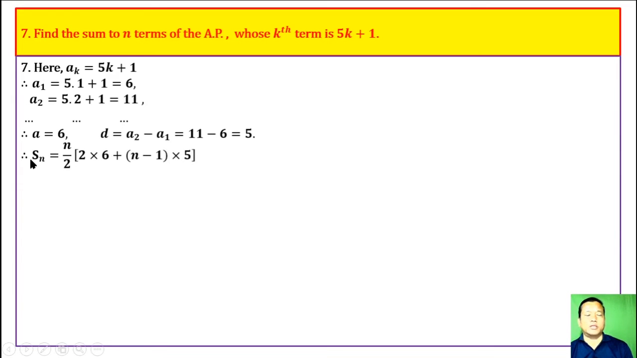We have now found the first term and the common difference. Therefore, the sum to n terms, that is Sn, is n by 2 times (2a, which is 6, plus (n minus 1) times d, which is 5). Giving these values and simplifying, we get n times (5n plus 7) by 2. This is the required sum.